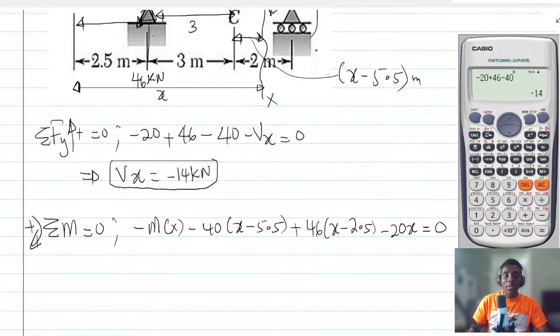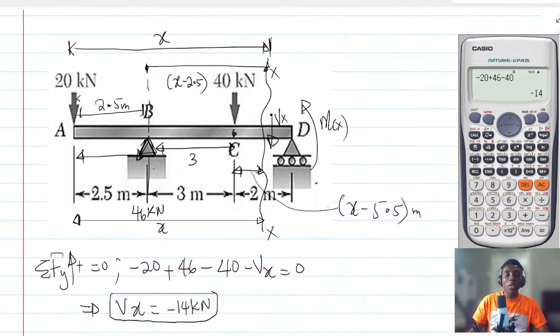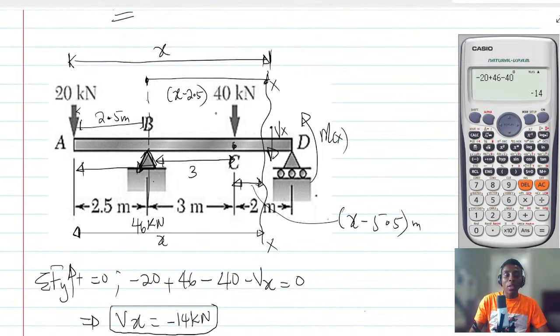All right, so let me go over this again quickly. For the 40 kilonewton, it is going to be 40 multiplied by x minus 5.5, which is clockwise, so positive. Then the 46 kilonewton is anti-clockwise. Sorry, that one is also clockwise. The 46 kilonewton is also clockwise. Okay, but the 20 is anti-clockwise.